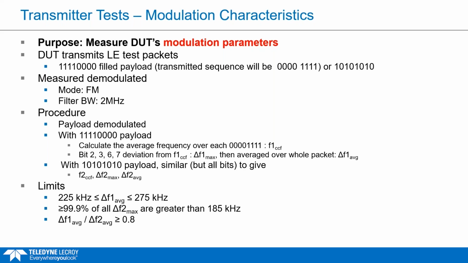So the limits we're looking for is for delta F1 average to be between 225 and 275 kilohertz. So the nominal is 250 kilohertz for this 1 meg that we're looking at. So you're allowed 25 kilohertz either side of that. And almost all of the delta F2 maxes, so your deviations from the nominals, got to be at least 185 kilohertz. And then there's a ratio of your delta F1 max to your delta F2 max, which has to be greater than or equal to 0.8.